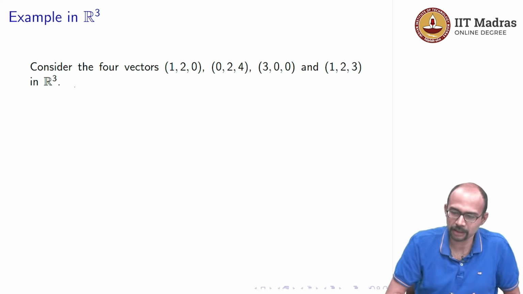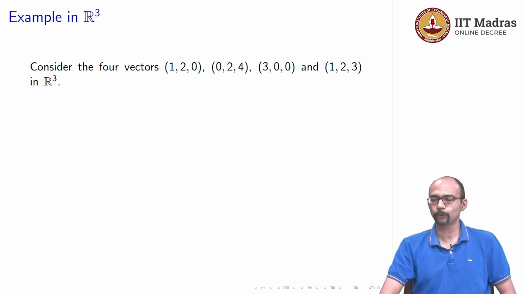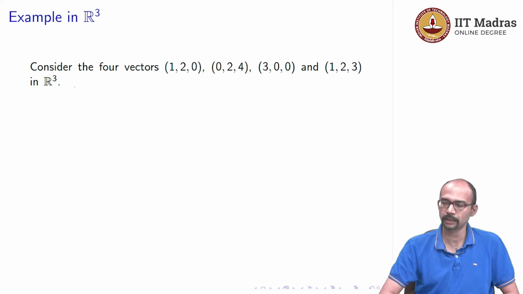Okay, let us do an example in R3. So, consider the 4 vectors (1, 2, 0), (0, 2, 4), (3, 0, 0) and (1, 2, 3) in R3. So, we have already checked, remember that the first 3 are linearly independent. We checked that these 3 are linearly independent. So, now we are introducing a new vector (1, 2, 3).